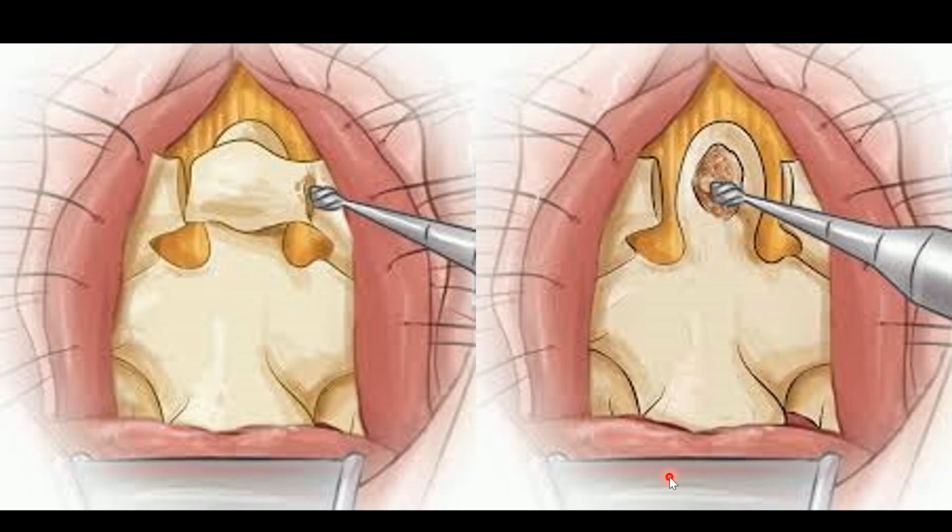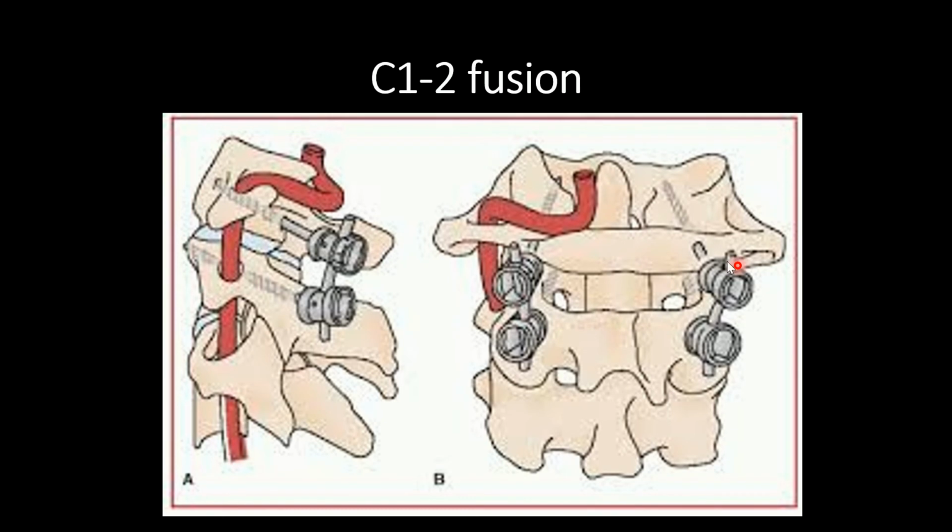Here's the transoral odontoidectomy, C1 anterior arch excision, then odontoidectomy, and here's the C1 to C2 fusion. As you can see here, the C1 to C2 fusion, C1 lateral mass and C2 transpedicular screws.